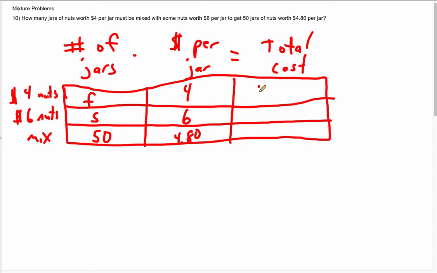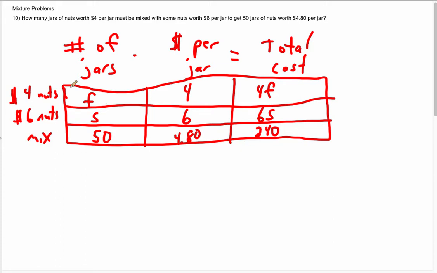So 4 times F would be the total cost of the $4 nuts, and 6S would be the $6 nuts. And for the total cost, it's kind of given. I mean, we have to do the quick multiplication here, but it's 50 times $4.80, which is going to be $240, I believe, because $4.80 times 100 would be $480, but since it's times half of that, it's $240.